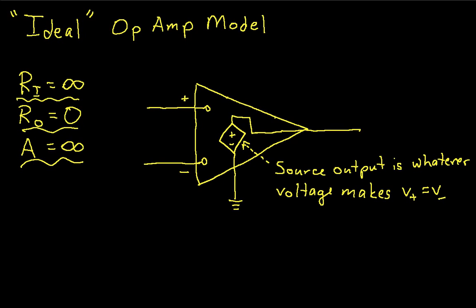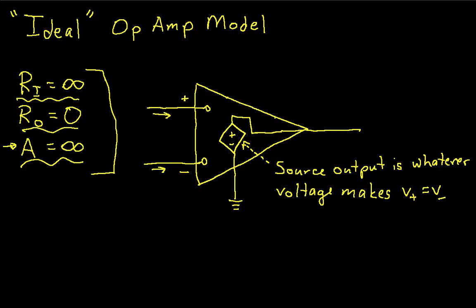Okay, so this might lead you to believe that this is a dumb thing to do. If I make the gain infinite, then if the difference between the inputs is anything but 0, the output's going to be infinite. And we don't want that. We can't use that in real life. But the idea is that these three conditions, and particularly making the gain infinite, can be interpreted as the source output will be whatever it needs to be in order to make the voltage at the non-inverting input equal to the voltage at the inverting input.